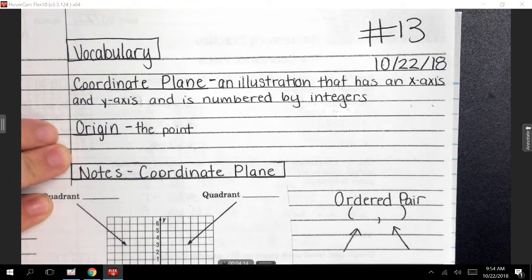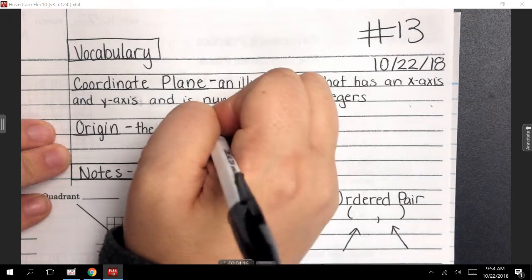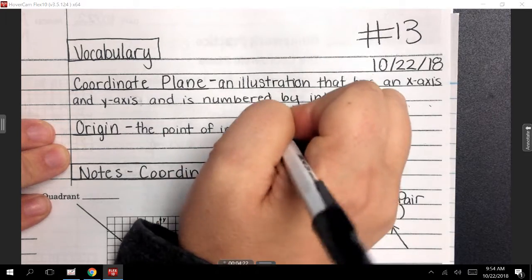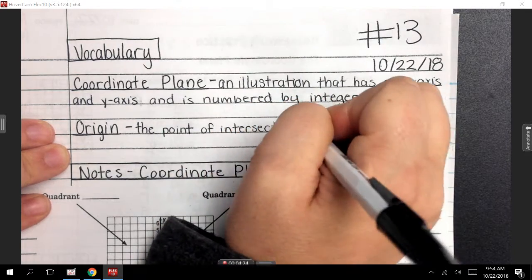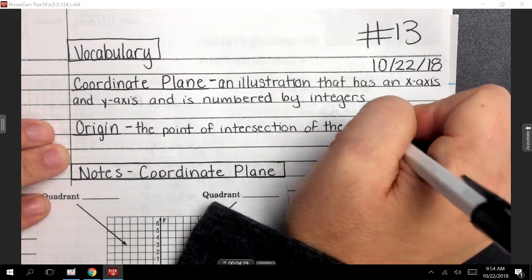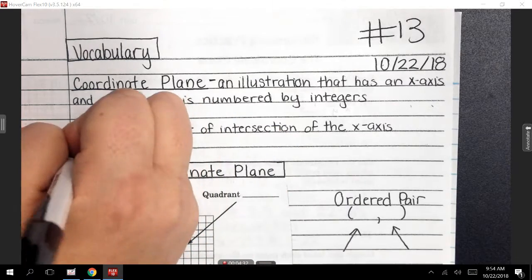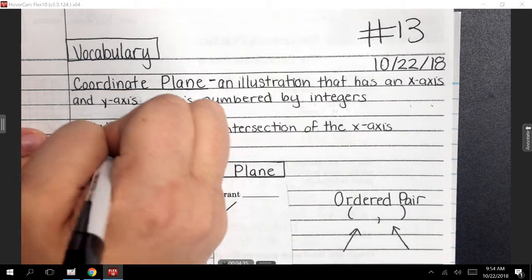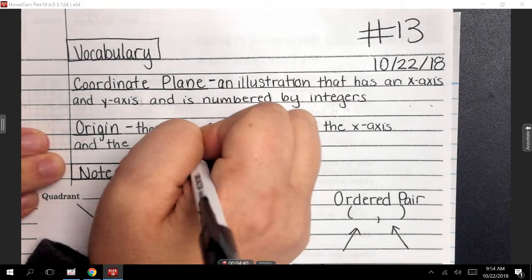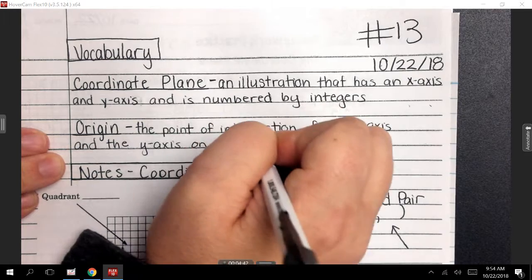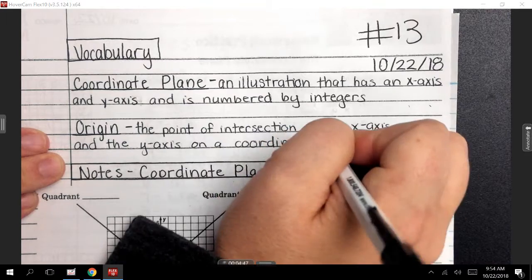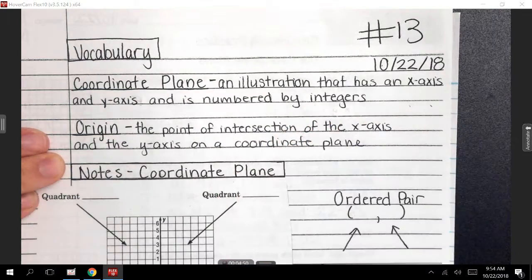All right, so the origin is the point of intersection of the x-axis and the y-axis on a coordinate plane, on a coordinate plane.